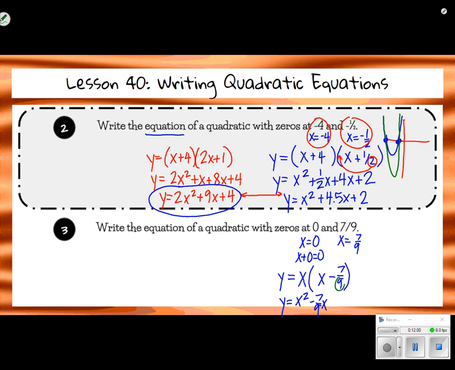Or you could pull this up in front here. And then you could have y equals x times 9x minus 7. And that would be 9x squared minus 7x. This would probably be my favorite one, the one in the green. More so than the blue, but the blue is not wrong. You're probably going to see it more written in the green though.